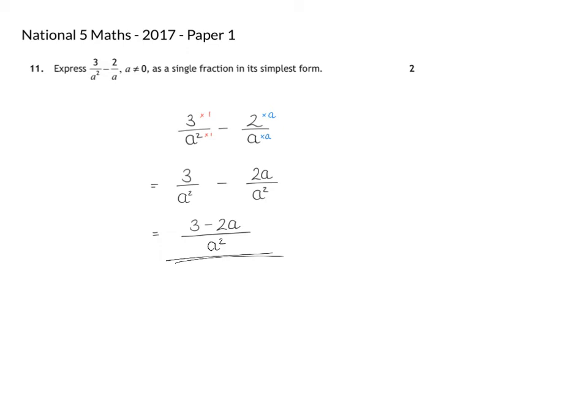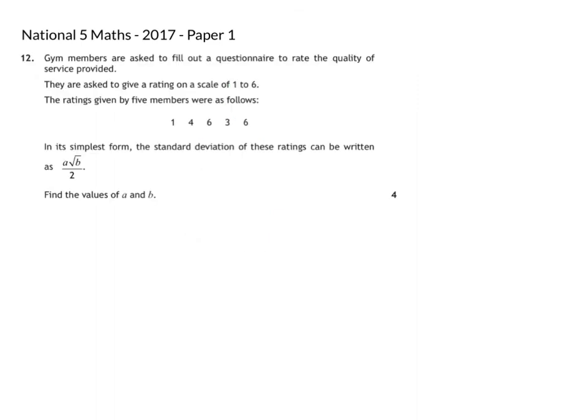So marks for this one, which is quite straightforward, was for seeing that your common denominator should be a squared, or if you've gone for a cubed, that's okay as well. And then our second mark is for our fully simplified version. So if you'd done it with a cubed, you would need to simplify there, because in the question it says very specifically in its simplest form. So if it could have been simplified, you would need to do so. That's question 11.